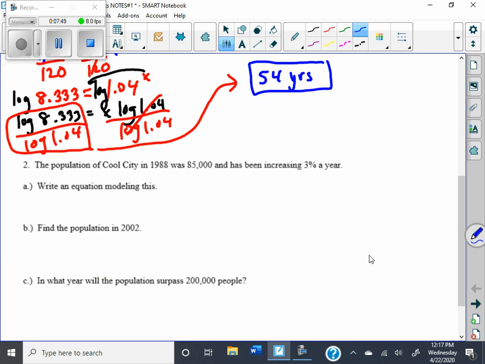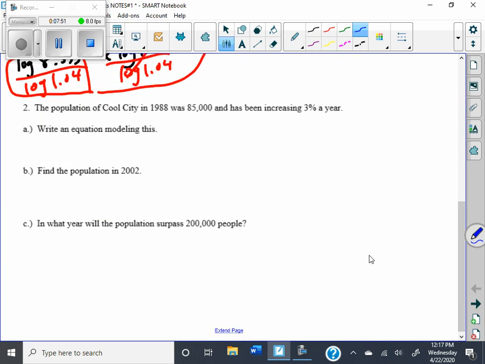All right, so let's go ahead and look at number 2. The population of Cool City in 1988 was 85,000 and has been increasing 3% a year. All right, so write an equation that models this. All right, so in 1988, there was 85,000 people. All right, so this is our starting amount. That's our A. Increasing, so we know it's exponential growth.